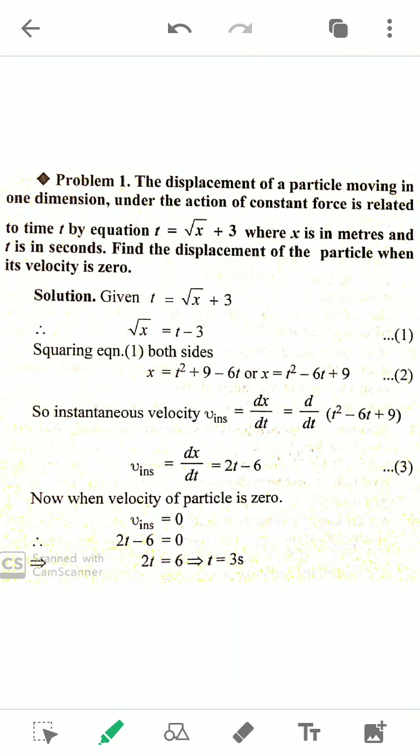Important question, problem 1. The question says that the displacement of a particle moving in one dimension under the action of a constant force is related to time t by t equals root x plus 3, where x is in meter and t is in second. Find the displacement of the particle when its velocity is 0.